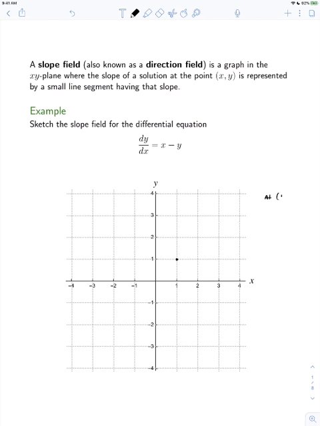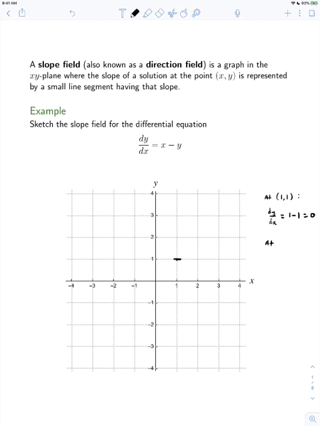So at the point 1 comma 1, well, y is equal to x there, but we can actually just compute it. dy dx is equal to x minus y, so it's 1 minus 1 is 0. So the slope is 0 there. So at that point 1 comma 1, we're going to draw a little horizontal line segment. Now that represents the slope of the tangent line. So if there's a curve passing through this point, it's going to have a horizontal tangent line at the point 1, 1. It will also do that at the point 2, comma 2.